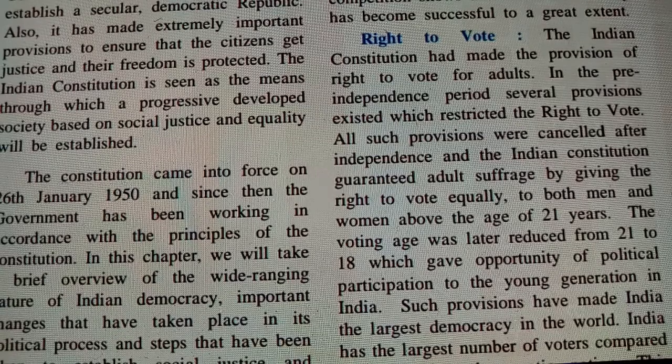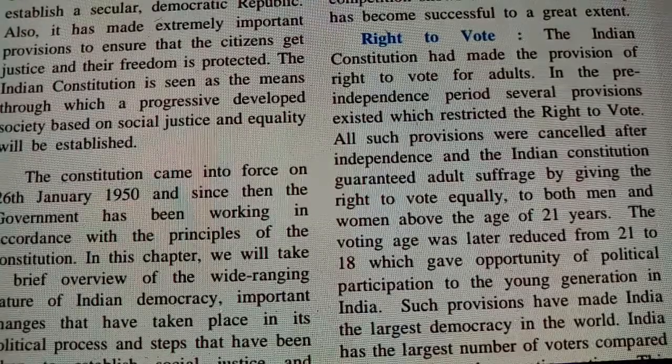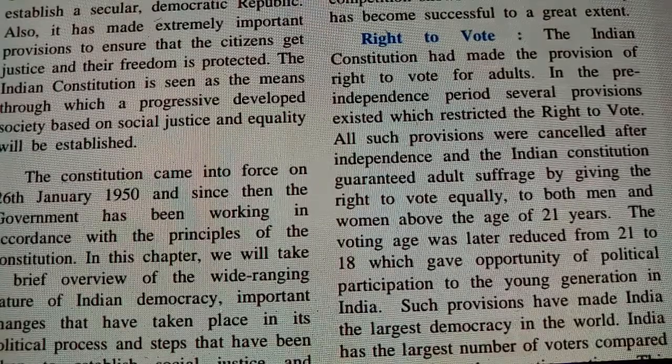All such provisions were cancelled after independence. So the provisions which were written before independence were cancelled, and the Indian Constitution guaranteed adult suffrage by giving the right to vote equally to both men and women above the age of 21 years.